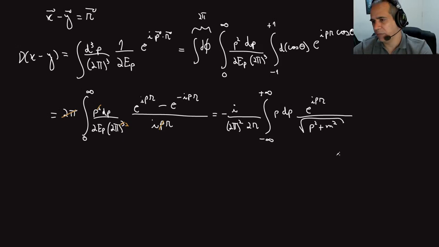This is done by residues. So there are a few poles here, when p is equal to plus or minus i times the mass. The poles are not in the path of integration, but it's very convenient to use them to find the answer to this integral. We have to look at the complex plane for p.